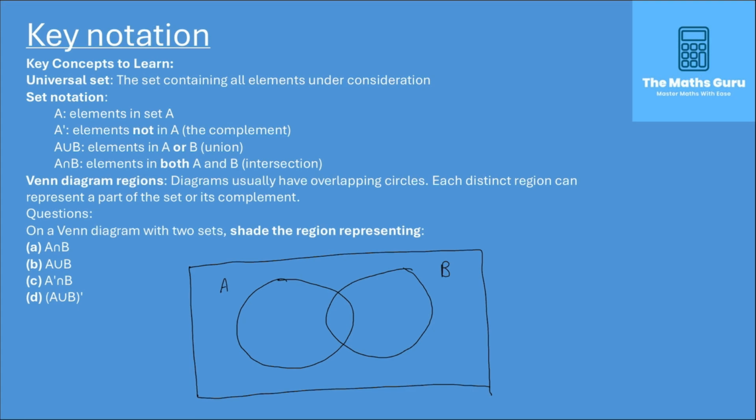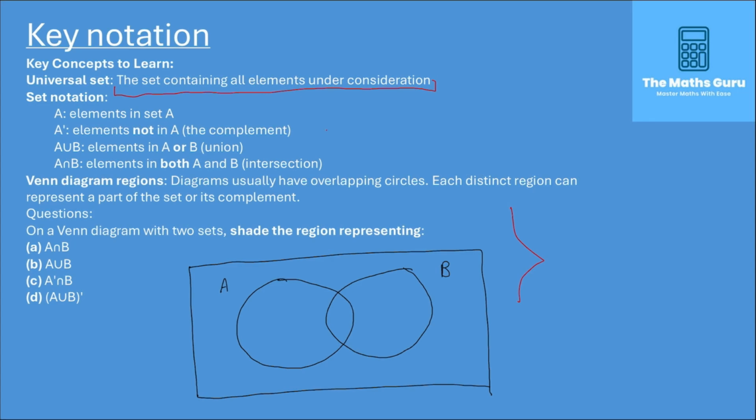So the universal set is the set containing all elements. And in this case, the universal set will be set by this whole Venn diagram system here. This is the universal set, and usually there is a symbol that they use to denote the universal set. So set notation, we have A, so the elements within A are usually just defined under A.